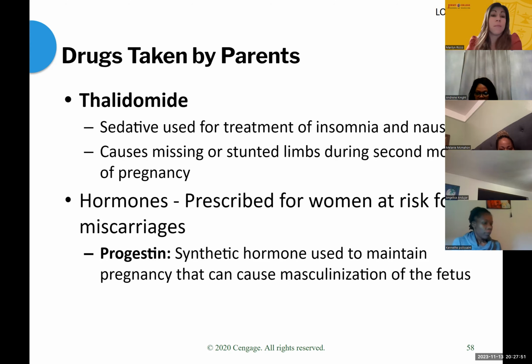So hormones are usually prescribed for women at risk for miscarriages. Sometimes they prescribe a hormone called progestin. It's a synthetic hormone used to maintain pregnancy, but a side effect is that it can cause masculinization of the fetus. So other things, right? We give medicine, but everything has its own side effect.